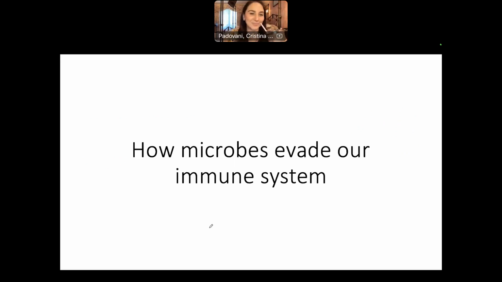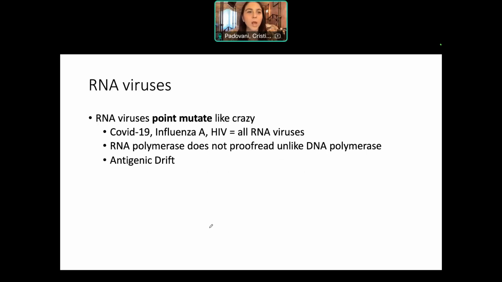Okay. So next is micro. I want to talk about how microbes evade our immune system. So RNA viruses point mutate like crazy. RNA, as you know, is less stable than DNA. There's no real proofreading of RNA, so you get a lot of point mutations that happen in RNA. Sometimes those point mutations give the virus a survival benefit, and then it stays, it's now part of that virus's life.